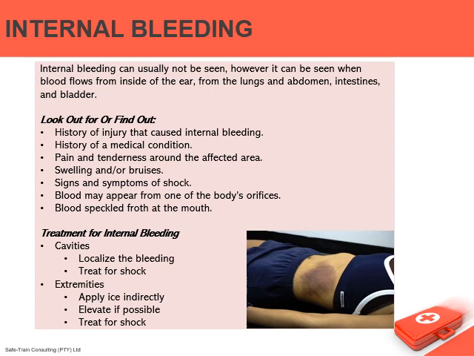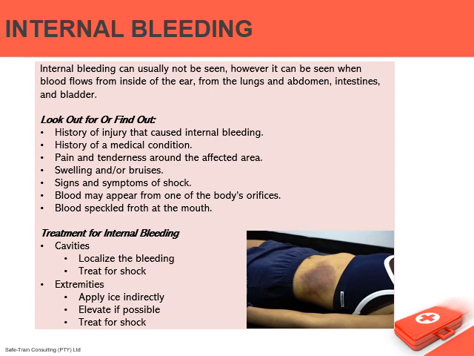Internal bleeding. Internal bleeding can usually not be seen, and a patient can bleed to death without spilling one drop of blood. Internal bleeding can, however, be seen when blood flows from inside of the ear, from the lungs and abdomen, intestines, and bladder. The patient will be cold, clammy, very weak, pale, and dizzy, have a rapid pulse, breathe rapidly, and will complain of pain in the injured area. The patient must be laid down, feet elevated not more than 20 centimeters, and covered with a blanket. Bleeding from inside the ear should never be stopped.